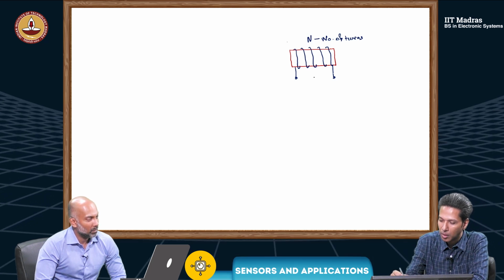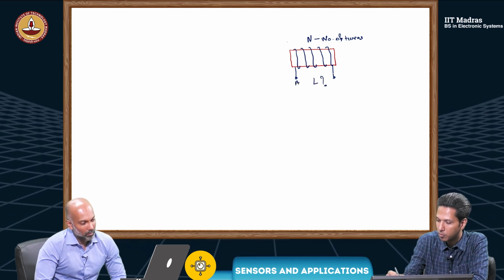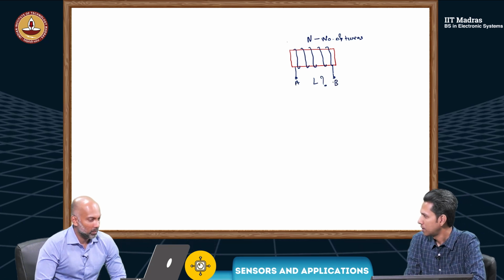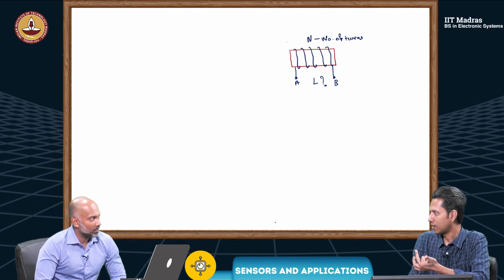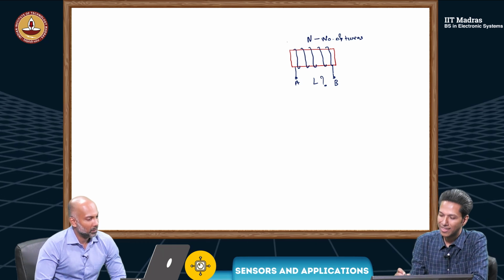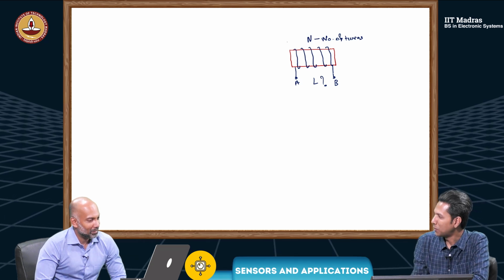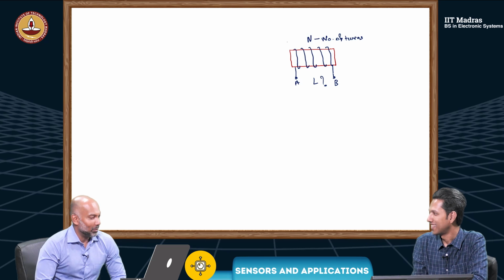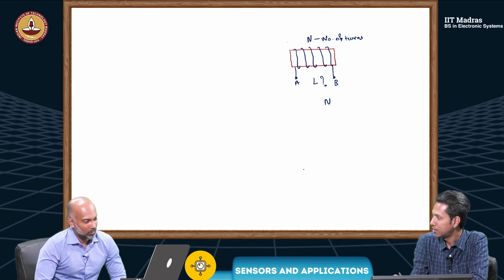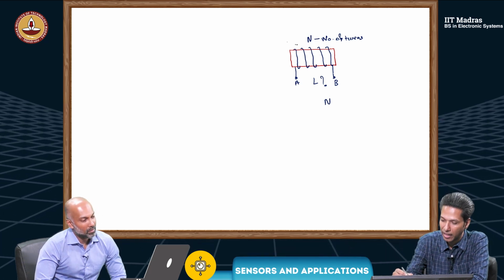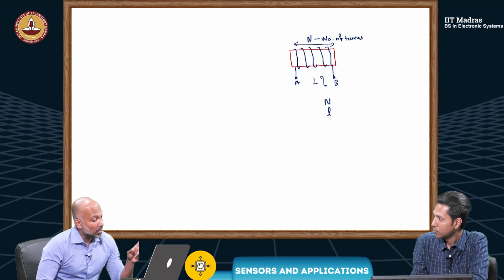Suppose I measure the inductance between these two terminals, let's say A and B, using some meter. There is something called an LCR meter. You can measure inductance L, resistance R, or capacitance C. Let's say I measured L. What value should I get? We don't know, but it will be a function of the number of turns, and for sure maybe the length of this winding.